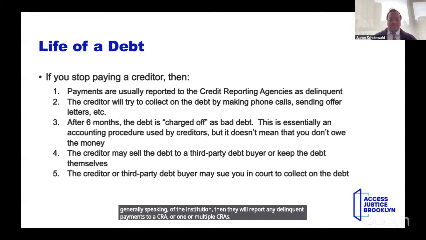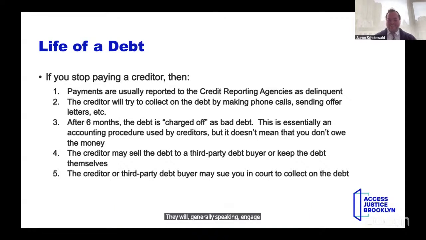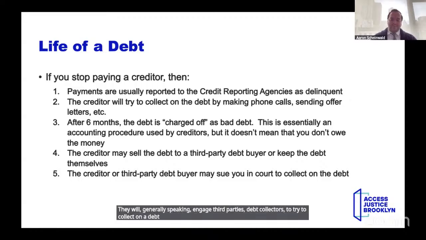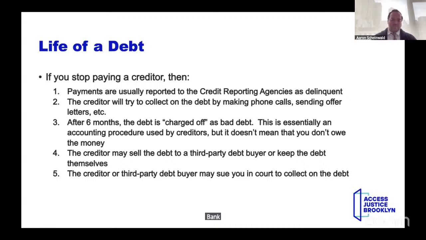They will, generally speaking, engage third parties, debt collectors, to try to collect on a debt. The larger financial institutions, particularly agencies or companies rather that issue credit, will send letters on their own. So Chase will send letters on their own offering compromises to resolve outstanding payments that they think exist. Bank of America will do that. American Express will do that. They'll send their own letters.